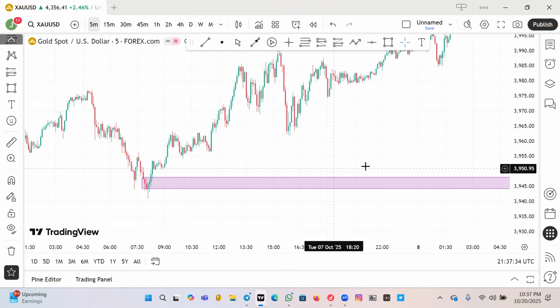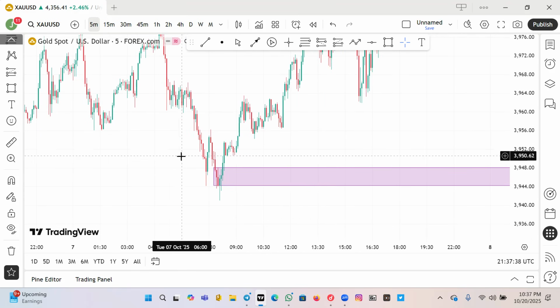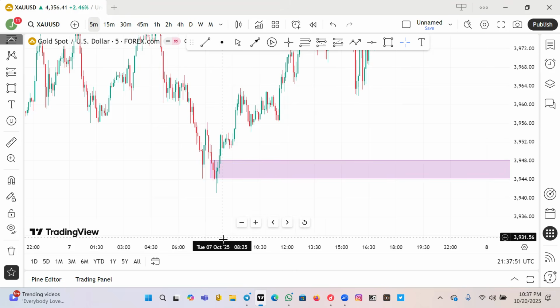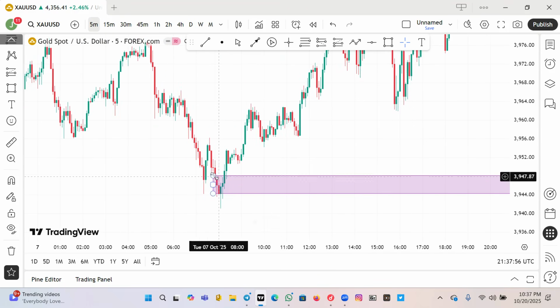All right. So if you check carefully, remember I told you that we are always looking for unmitigated order block. Now, if you check carefully, you will notice that this guy here is already mitigated. The reason why we are using unmitigated order block is because it has high tendency of working. That's why we're always using unmitigated order block.